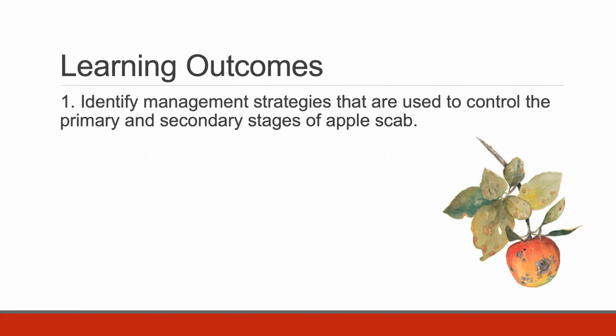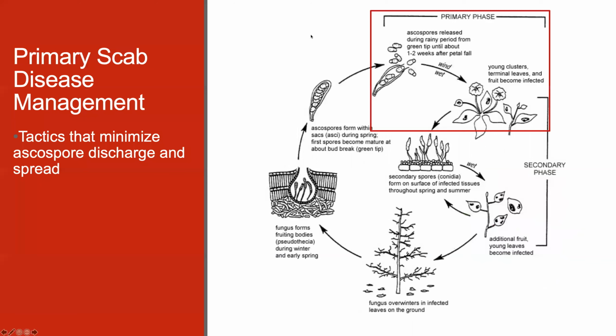The learning outcome for this lecture is to identify management strategies that are used to control primary and secondary apple scab. An emphasis will be put on reducing primary scab inoculum in the orchard and preventing primary scab infections. Managing primary scab infections requires tactics that minimize ascospore discharge and spread. Next to planting varieties with resistance to apple scab, integrating fungicides and best cultural and sanitation practices are the most effective strategies.